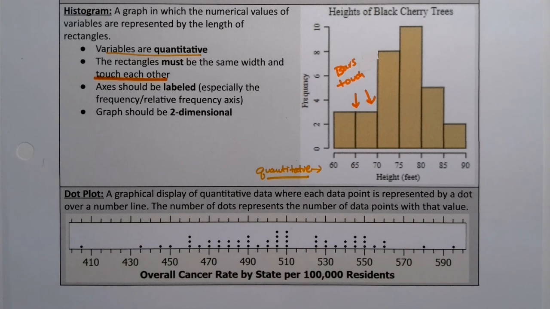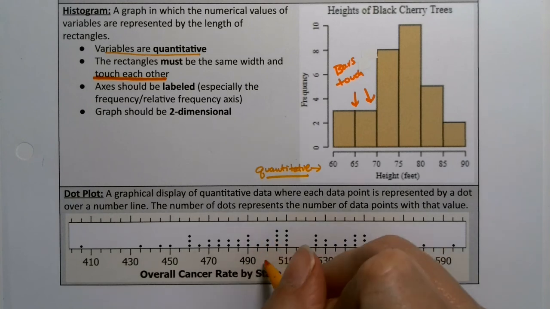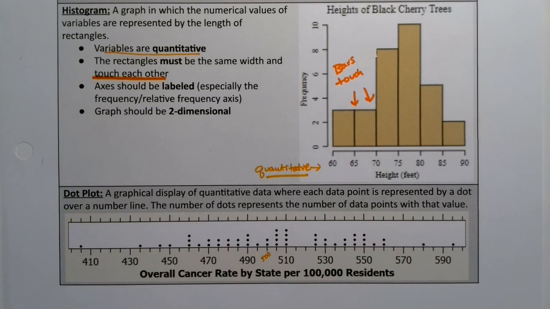So this is the cancer rates by state per 100,000 residents, and this actually is real data, in case you're interested. You can see one state, for example, is at 450 per 100,000 residents, but four states are at 510 per 100,000 residents, because there are four dots right there. And let's see, this is 490, so this is 500 right here in the middle. Two states are at 500 right here. This would be 500, at that line. And then this is 505, and there are four states at 505, right? That's how to read a dot plot.